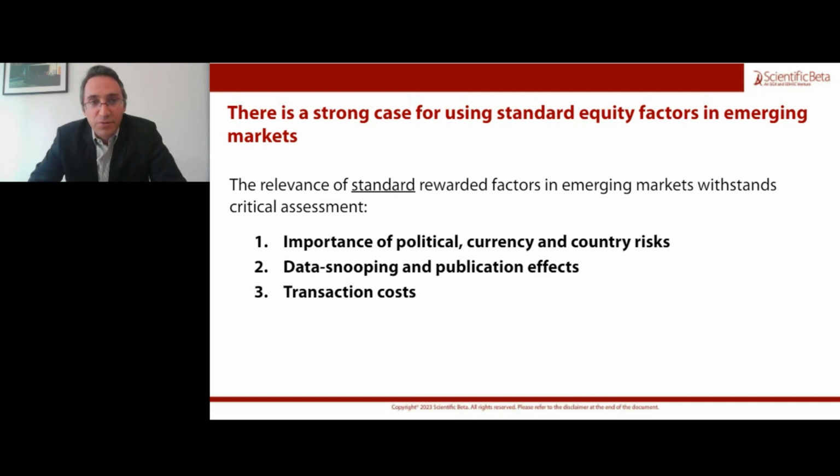And so I'd just like to go through 3 considerations. The first one is, well, what about some of the risk factors in emerging markets, things like political risk? Shouldn't that have an impact on the type of factors we talk about? Secondly, I'll talk about what happens when all of this is known, so publication effects. And finally, I'll talk about transaction costs, and intuitively, those should be very different in emerging markets. So shouldn't that have an impact on the factors that we're using?